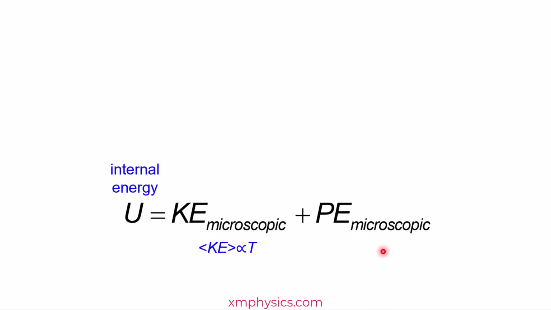Let me also highlight to you that an ideal gas would have zero microscopic PE, because in an ideal gas, all the atoms or molecules are completely free from one another. There's no intermolecular bonds to talk about.